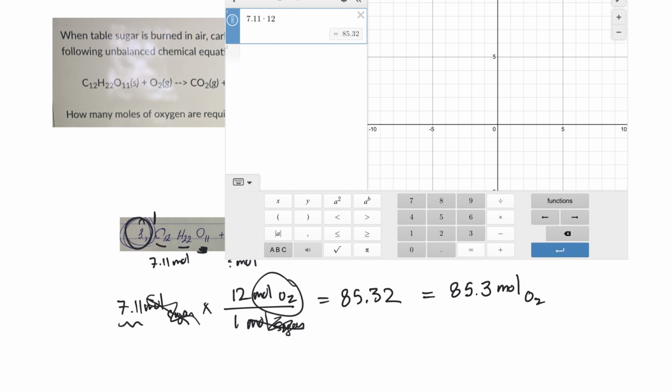Alright, hopefully that helps you with those types of questions. It's basically just using that mole ratio that you've determined when you balance a chemical reaction. You're using that to figure out another question. When we get into stoichiometry, we'll be doing lots and lots of that.